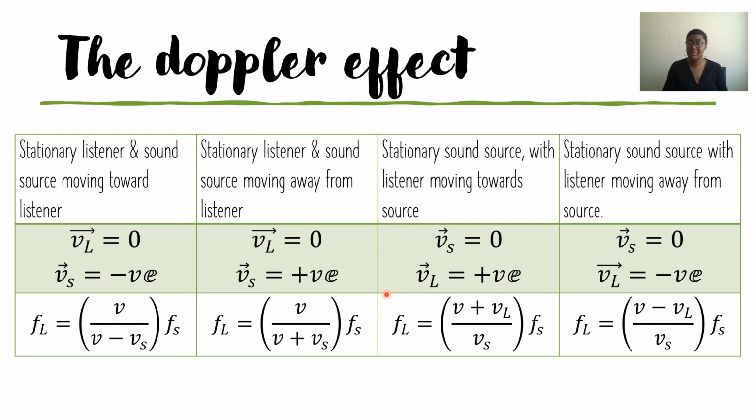Your frequency of your listener is now calculated by the speed of sound, the constant, plus the speed of the listener divided by your speed of the sound source. Okay, and the contrary will be for if the listener is moving away from your source. Again, the speed of your listener will be negative, and then you will represent that in your formula.